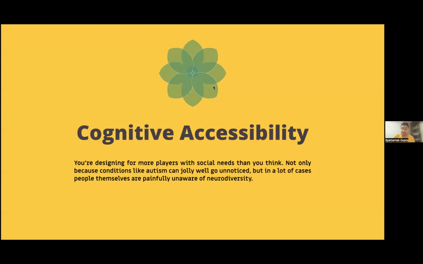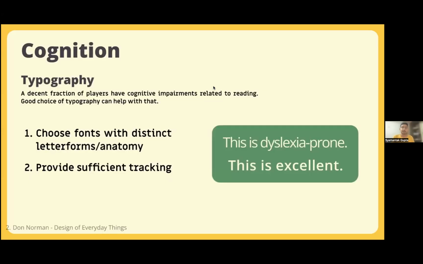Cognitive accessibility. We start off by looking at typography, right? Because that's one of the most important decisions that you take when you're designing an interface. Pretty straightforward though. You think about fonts that have good distinct letter forms. And when you are creating the UI, when you're setting down the UI guidelines, you make sure you have sufficient tracking. That basically helps players identify each letter when they're scanning through.